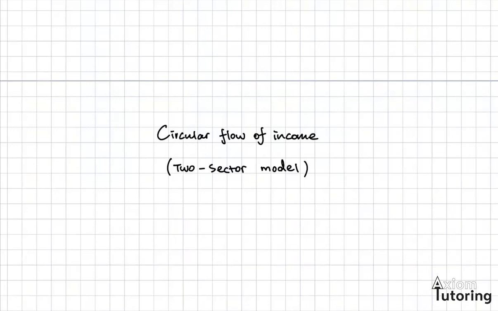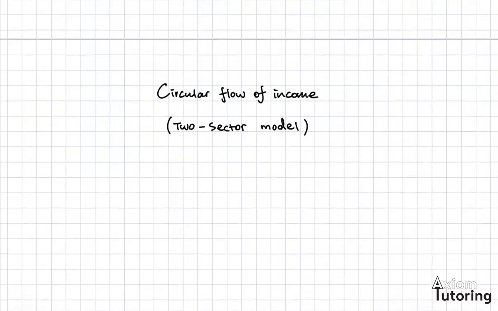The circular flow of income is one of the most important models in macroeconomics. It shows how households and firms interact and how income, spending, and production are all connected. We'll begin with the simplest version of the economy, known as the two-sector model, before extending it to the five-sector model, which is a more realistic representation of the real economy.